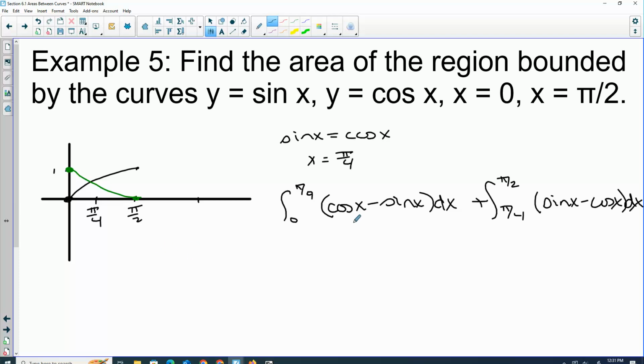Well, good. So what's the antiderivative of cosine? Sine. Minus, what's the antiderivative of sine? Negative cosine x, so plus cosine x. Then, sine minus the antiderivative of cosine, which is negative sine x.